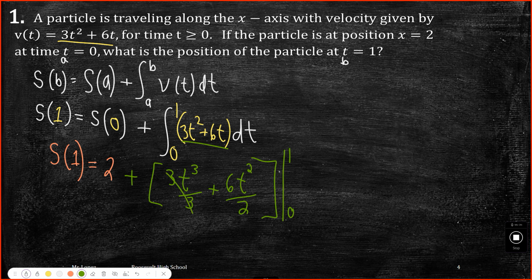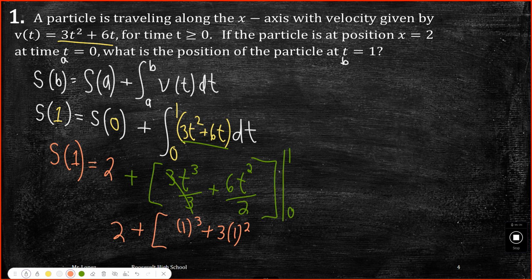This cancels out, no? So we got what? Let's continue on. 2 plus the upper limit minus the lower limit. So we're going to plug in 1 for the whole thing. So it'll be 1 to the third. Okay, the 3's cancel out. Plus, and then 6 divided by 2 is 3. So it'll be 3, t is 1, squared. Okay, so this is for the upper limit.